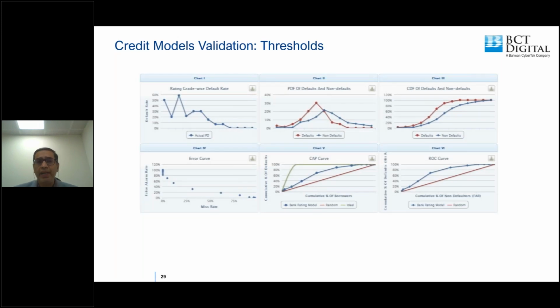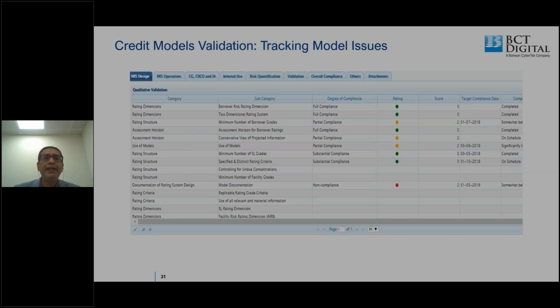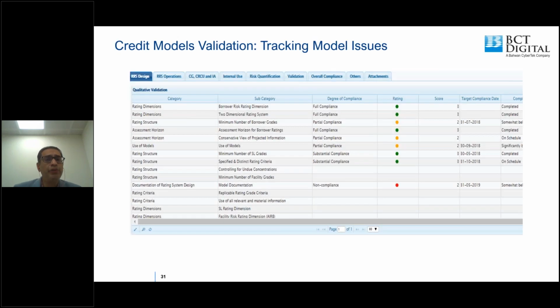So that's what it is all about. There are a number of tools and platforms available which will help you to do that. And this is just an example of how visually you trace back the performance of the models using various statistical techniques. And lastly, you can have a kind of heat map or a compliance checklist where you trace the models for various compliance aspects, including internal compliance as well as external compliance.